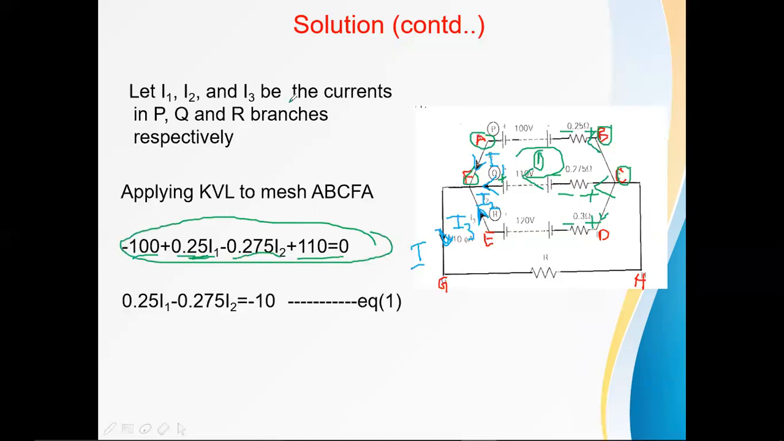Next, let me move to loop 2. After I did the algebra, I get this equation: 0.25 I1 minus 0.275 I2 is equal to -10. Here, 100 minus 100 plus 110 is nothing but +10. When I send that +10 to the right side, it becomes -10. This is equation number 1, very important.